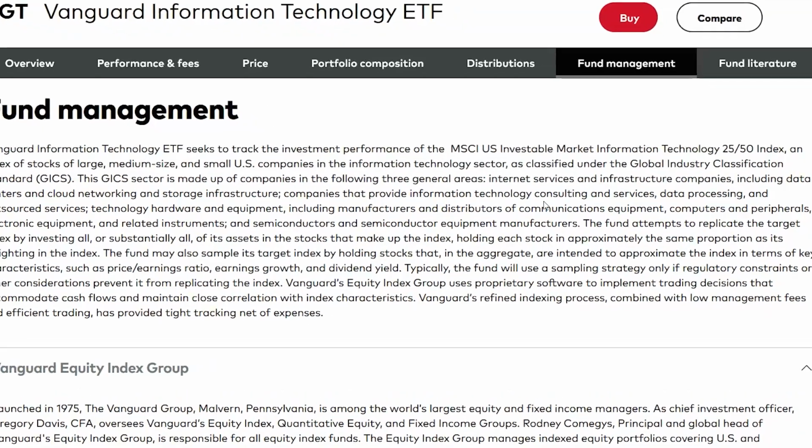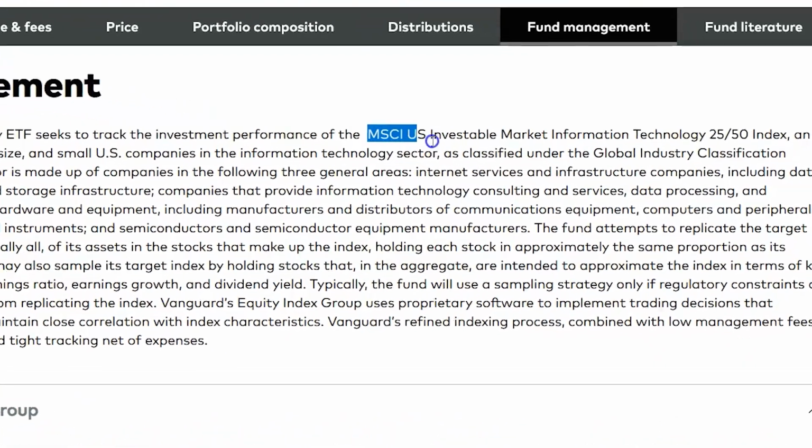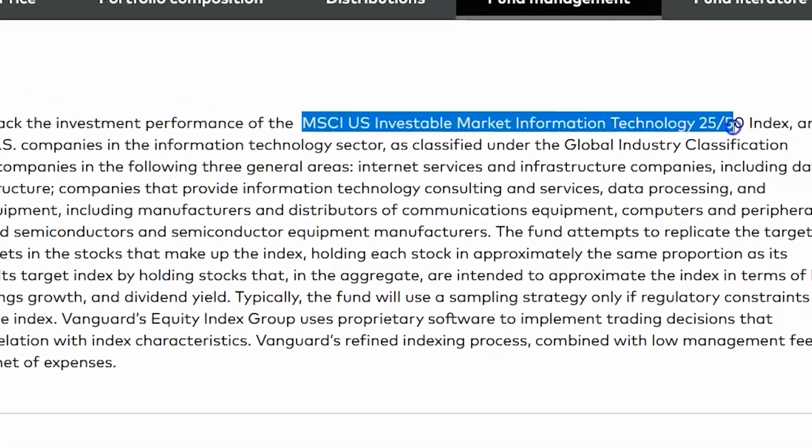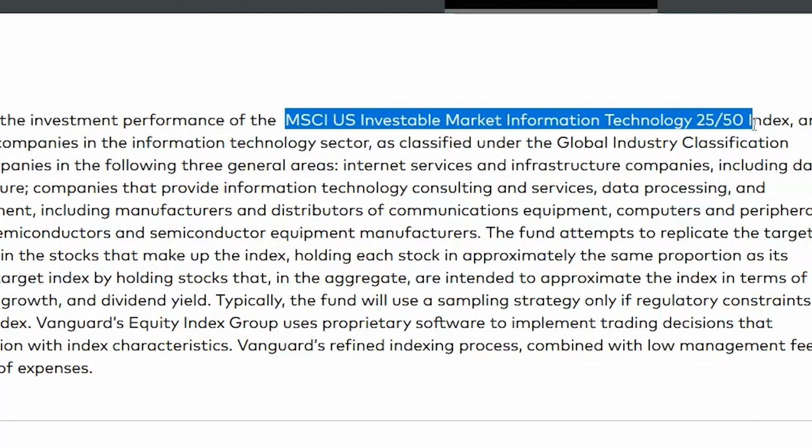While the goal of QQQ is to track the NASDAQ 100 index, the largest 100 companies inside the NASDAQ composite, this ETF actually tries to track the MSCI US Investable Market Information Technology 25/50 index. That sounds like kind of a mouthful, so what does that actually mean? Basically there's something called a GICS standard, and MSCI creates indexes of stocks. They create the methodology that these companies use to find the stocks and try to track that index inside the ETF.